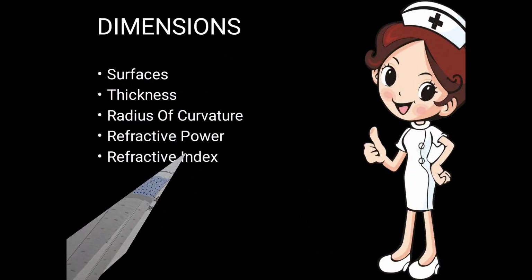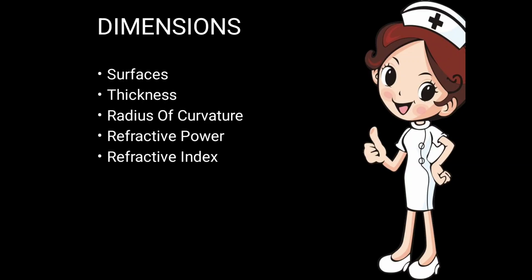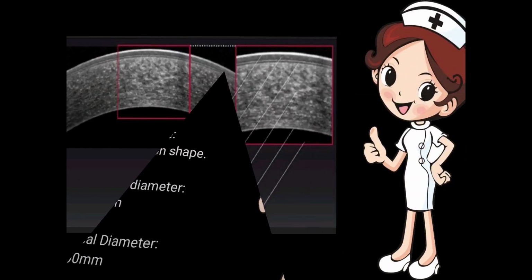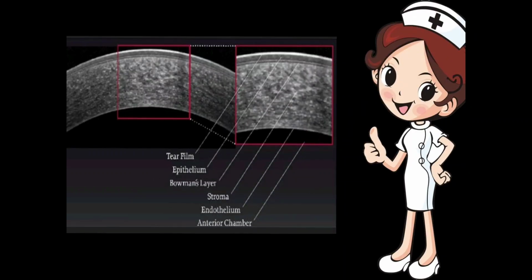Next one, dimensions. Now in dimensions, there are the different surfaces of the cornea, thickness of the cornea, radius of curvature, refractive power, and refractive index. Let's move to the surfaces. Now the cornea has two surfaces. First one is the anterior surface, and the second one is the posterior surface. This one is the anterior surface, which we can see, it is the outside, and this one is the posterior surface.